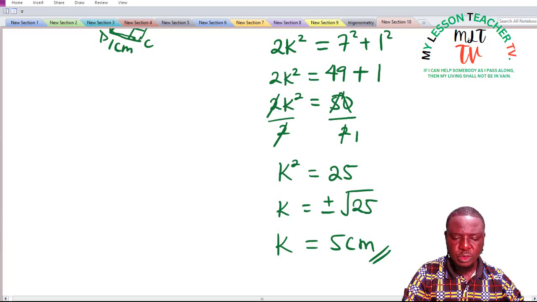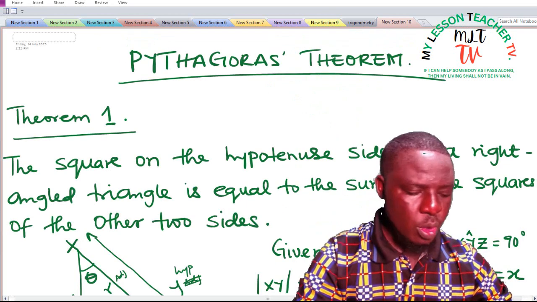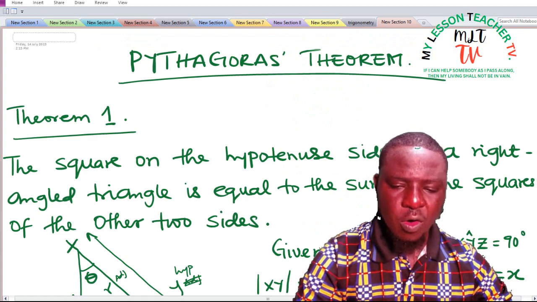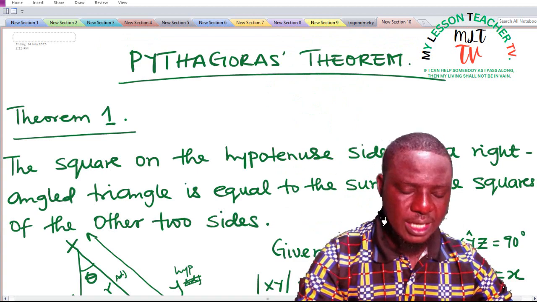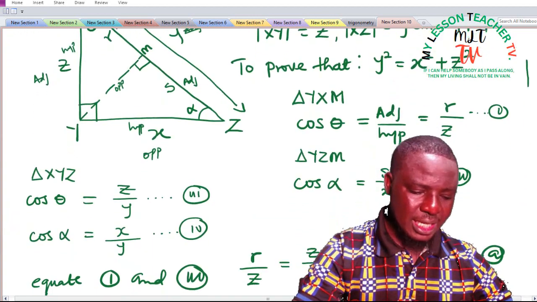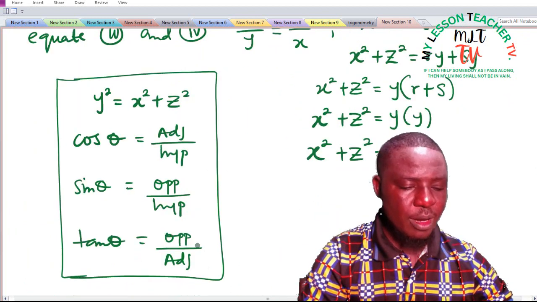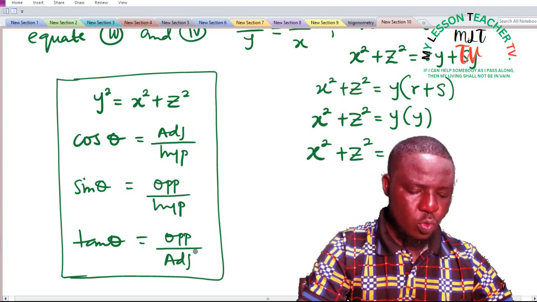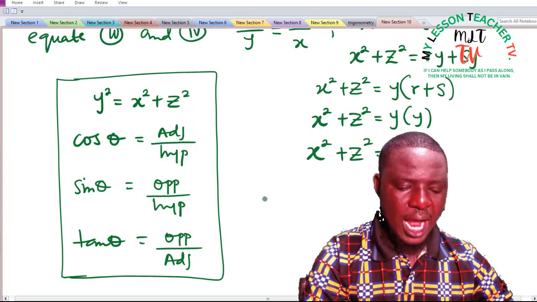That brings us to the end of today's class. In today's class, we have been able to look at Pythagoras theorem, which gives us the relationship between the three sides of a right angled triangle, and we have been able to solve examples to enable us understand it better. The summary of it all is that when you have a problem that has to do with a right angle triangle, using any of these 4 equations should be able to give you the solution to what you are asked to find.